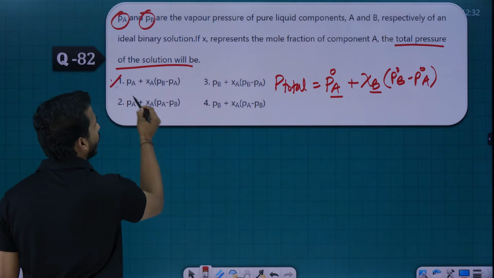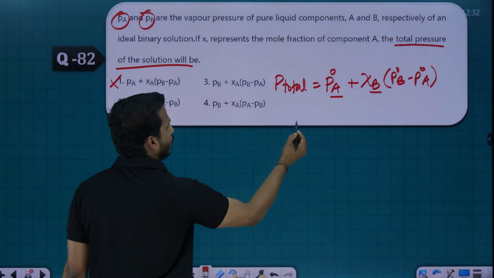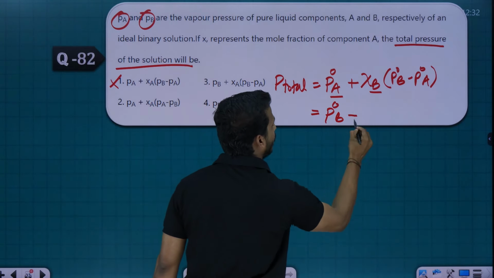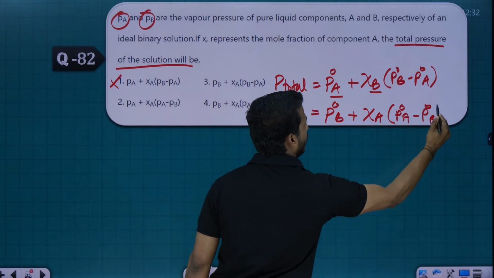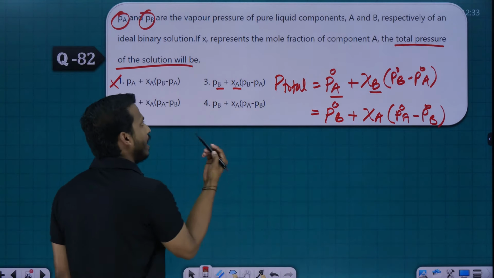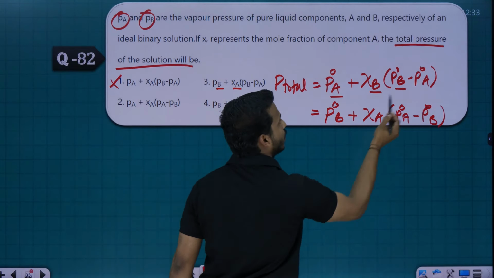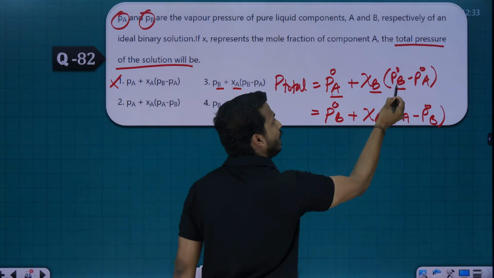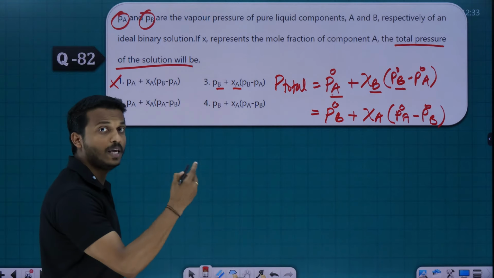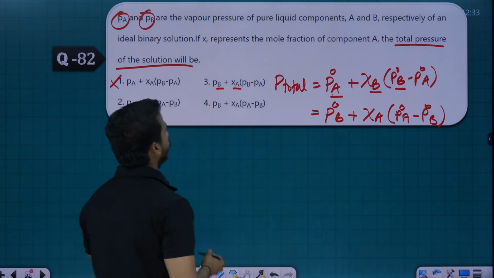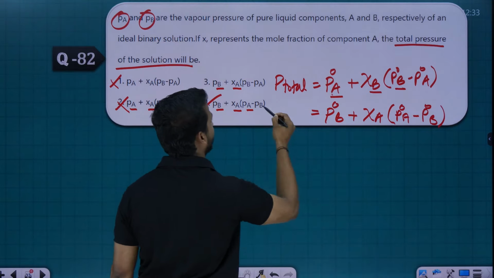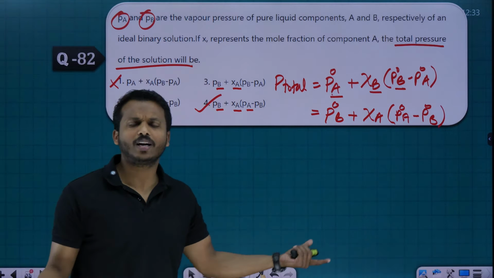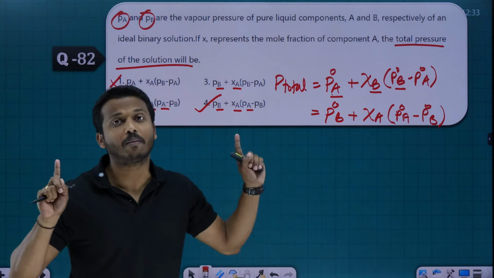You see here A means here B. Just check it. It's like that or not. Here A. No. Here BA. Okay, it can be because there is one more equation: P0B plus chi A into P0A minus P0B. So here actually BA, yes, it can be correct. But you see BB. Just to see this format, ABB is there or not? ABB or BAA. So is it there? AAA? No. Here you see BAA. Yes, BAA. Anyway, you have to know the equation for total pressure.